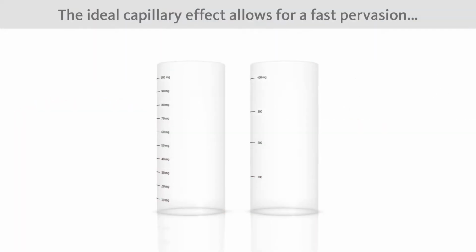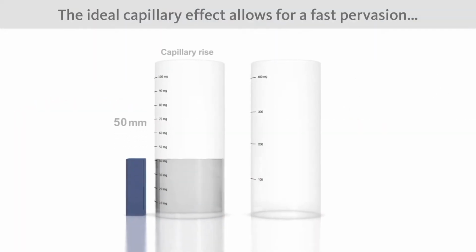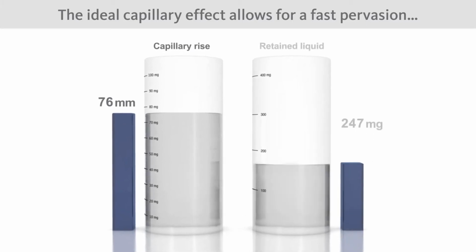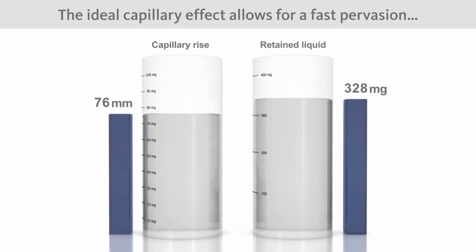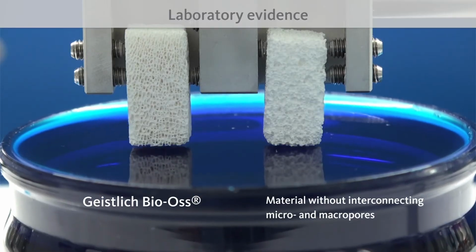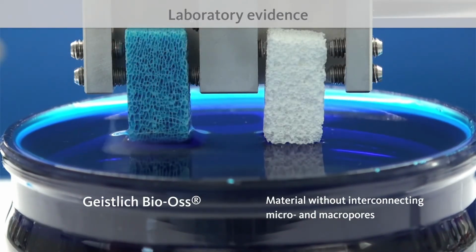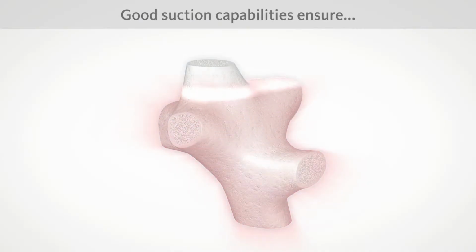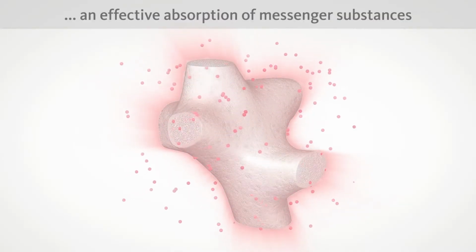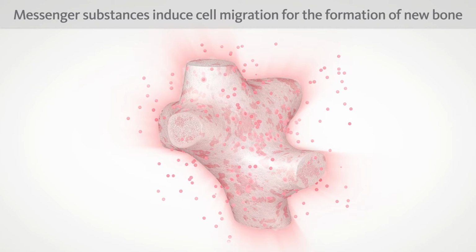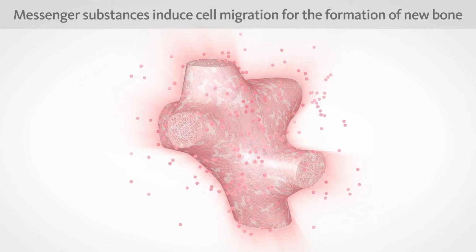This ideal capillary effect of the interconnecting micro and macropores enables a fast and highly efficient pervasion of Geistlich Bio Oss with blood. This can be clearly demonstrated in laboratory tests. The higher the hydrophilic absorbency, the more messenger substances contained in the blood can be absorbed and retained. These messenger substances induce the migration of cells into the material for vascularization and the formation of new bone.